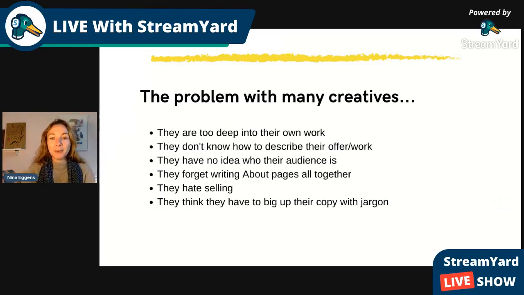The problem with many creatives, and you probably will nod your head if you feel like this is a bit like you yourself, is that they are too deep into their own work. They might be working away in their studio all the time, so all they look at is their own work, and they might just forget all about who they're actually doing it for. So they don't know how to describe their offer or work clearly. They have no idea who their audience is. They forget writing about pages altogether.